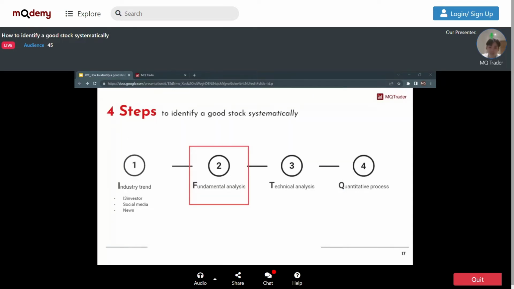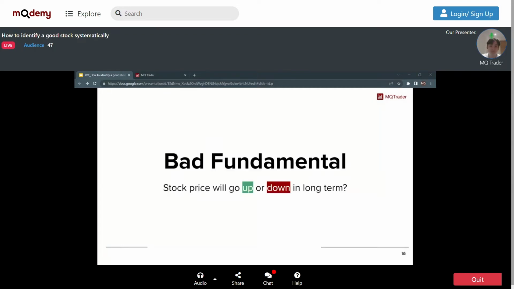And up next, the second step to identify a good stock is doing the fundamental analysis. Now, I understand fundamental analysis might sound very troublesome because you need to spend time research for details, but it's okay because we have a simpler and faster method for you. But first, what is fundamental? If a company have bad fundamental, will the stock price go up or down in the long term? Anyone can answer this simple question in the chat box. In long term, will it go up or down if a company has bad fundamental? Any answers to this simple question?